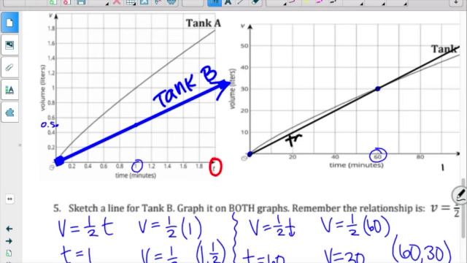Okay. So now we have some questions to answer. Remember, those two lines that we just graphed are the exact same line, but look how different they look when you graph them on different graphs. All right, so we have a couple questions down here.